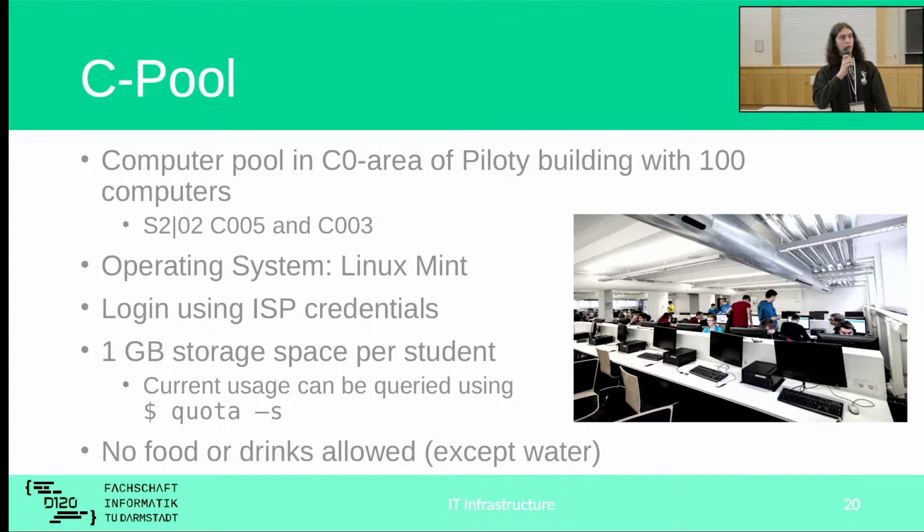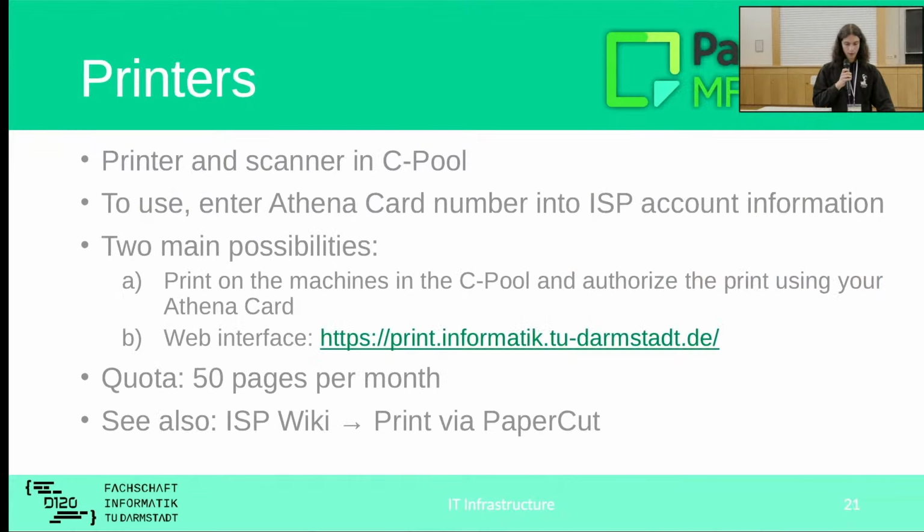And in general, there are no foods and drinks allowed except water because we want to keep it as clean as possible. You have also the possibility to print at TU Darmstadt, and for that we have provided you with printers and scanners in the C pool. And to use that, we need your István card number and ISP account information. And you have 2 possibilities to print at that point. You can choose between printing on the actual machines, so being there physically, or printing via the web interface, whichever suits you best. And the quota is you have 50 pages per month.